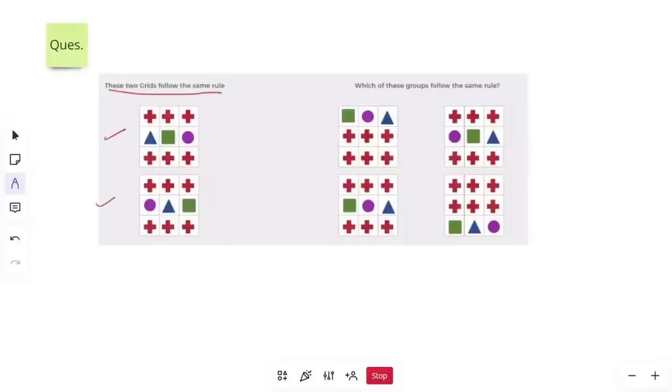Basically, this grid and this grid follow the same rule. We have to understand the pattern, and then we are asked a question based on that. Which of these groups follow the same rule that was followed in the given two images? And now these are our option images. We have to tell. So let's mark the images.